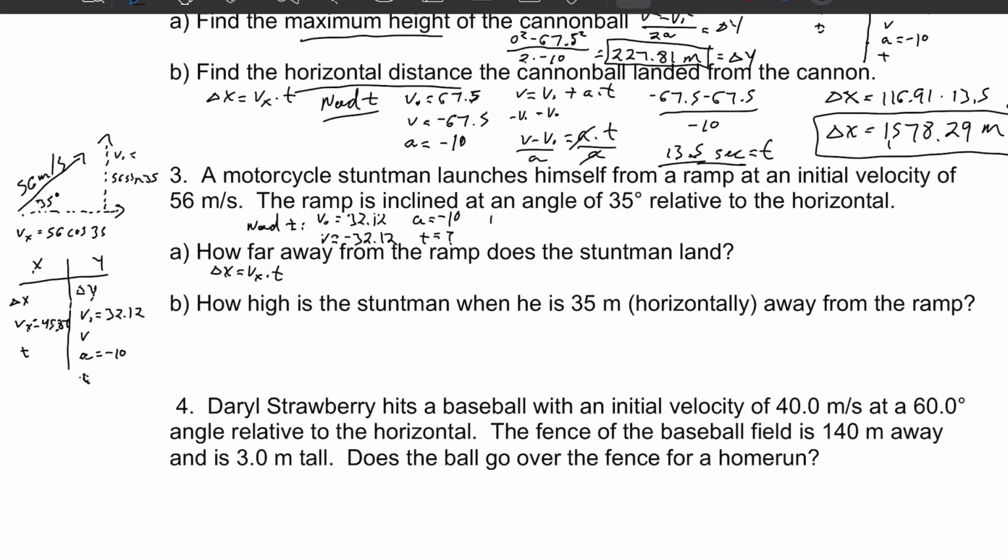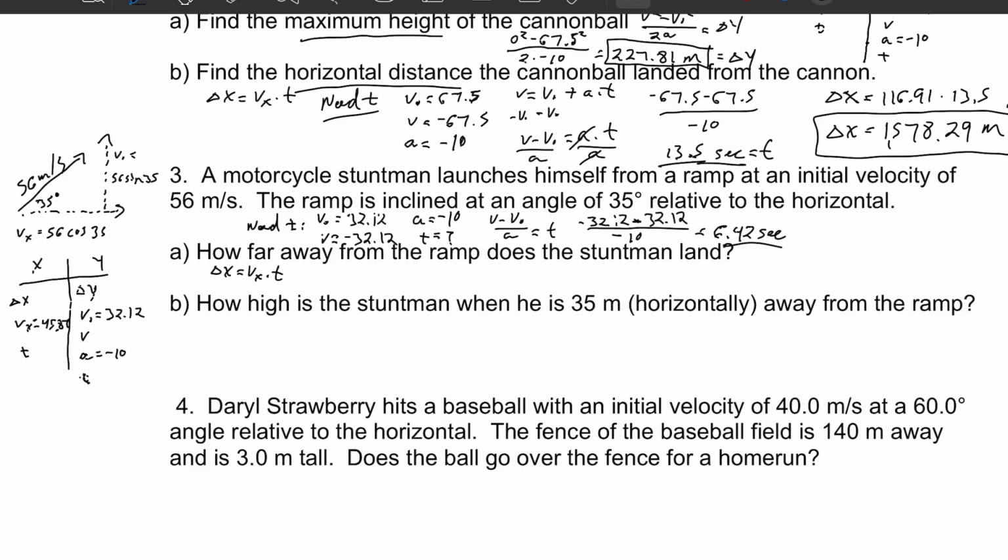So now we have 3 knowns, 1 unknown. We're going to use the VOTAT equation. We've already solved the VOTAT equation for time. Earlier we said V minus V naught over A is time. So we're going to say negative 32.12 minus 32.12 over negative 10 is our time. So we'd end up with what? Negative 64.24 divided by negative 10, or 6.42 seconds is our time.